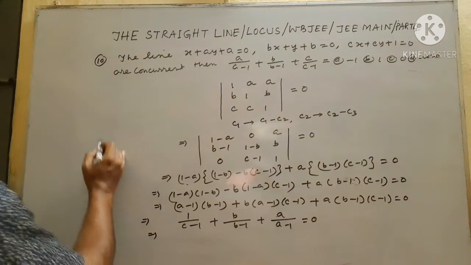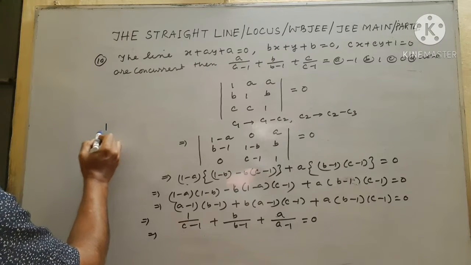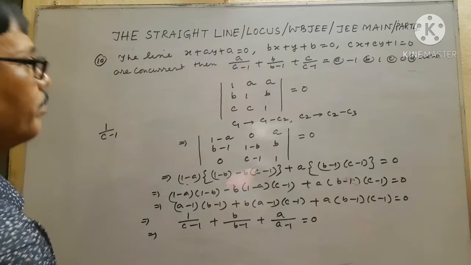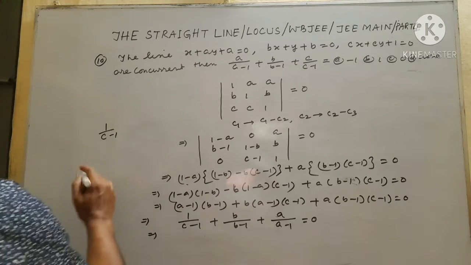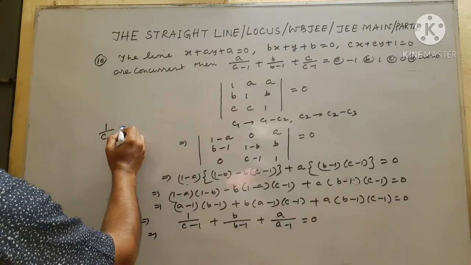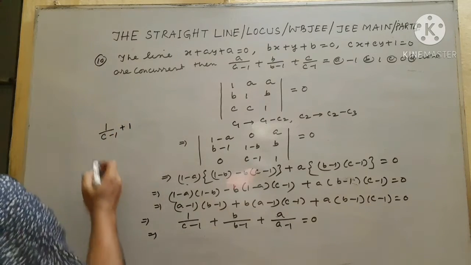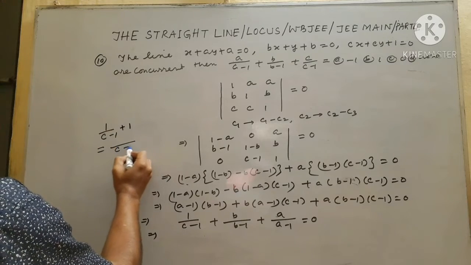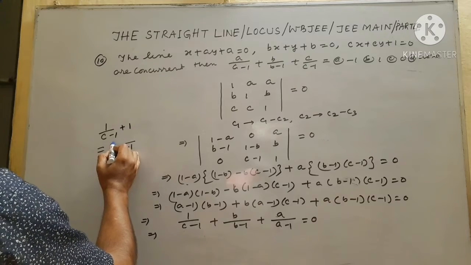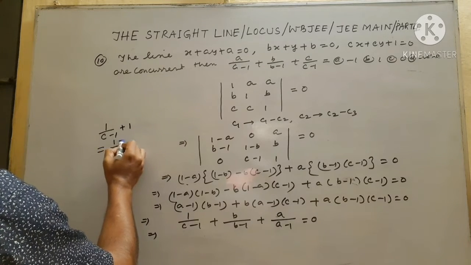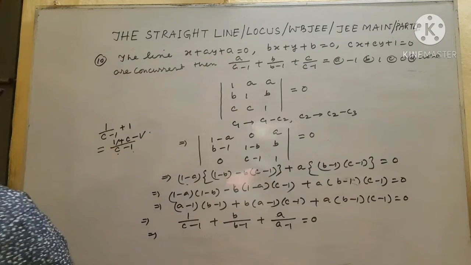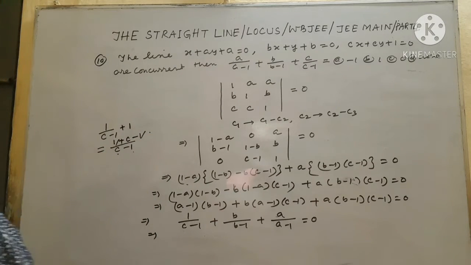So 1 by C minus 1. This is 1 by C minus 1, and you have to write it in this form, C by this. So plus 1, if we add. So what are we getting? C minus 1 is the LCM. So 1 plus C minus 1. So 1 cancels, and we are getting C minus 1.